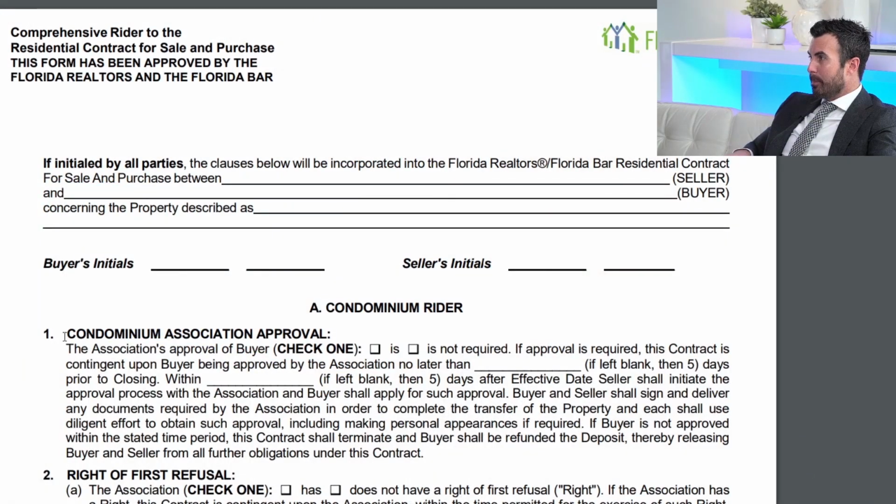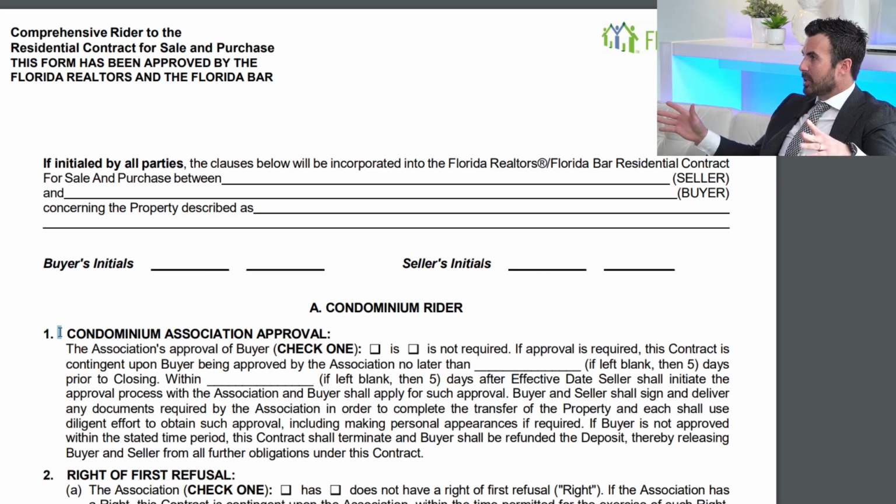And first thing we're going to talk about is condominium association approval. Again, if approval is required, we're going to look at the association documents. That's what's going to tell us that. This is usually a form that's filled out by the seller and then given to the buyer for the buyer to sign off on, that they've acknowledged that this is what's being disclosed. But typically this form is filled out by the seller first, right? Then the buyer gets it.